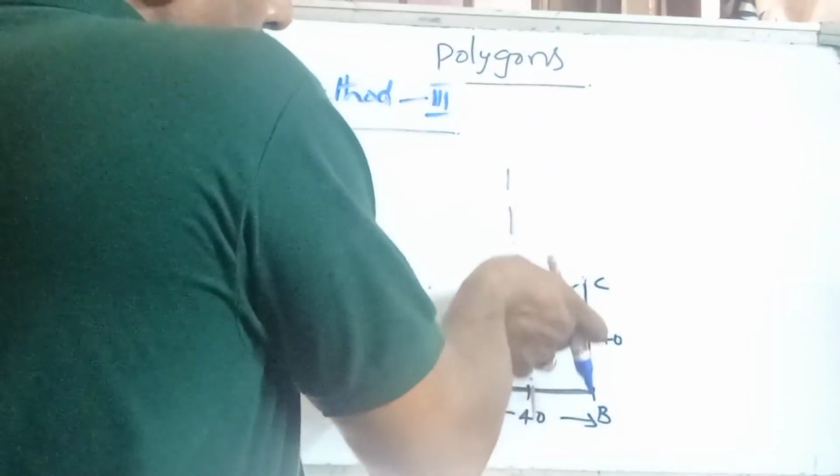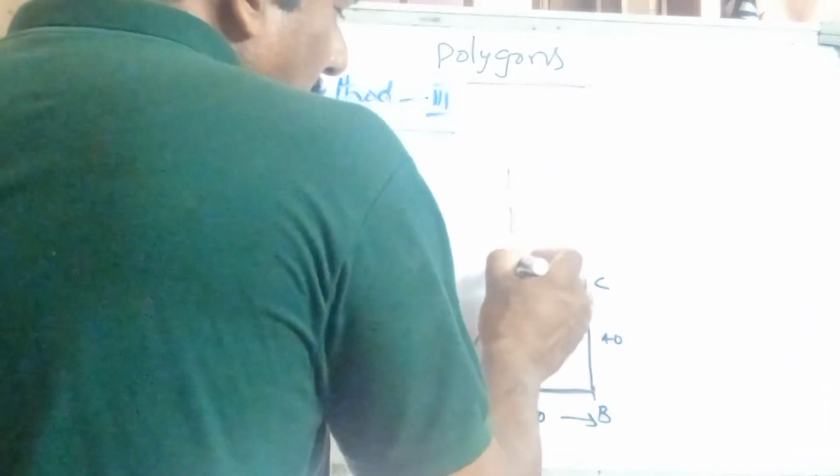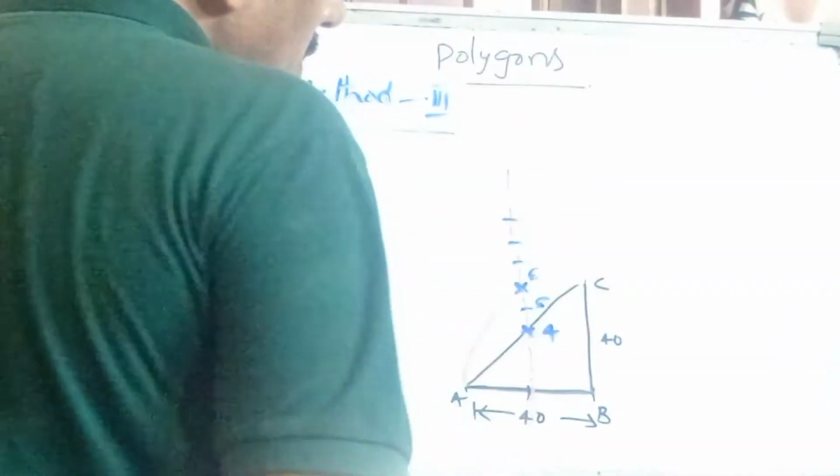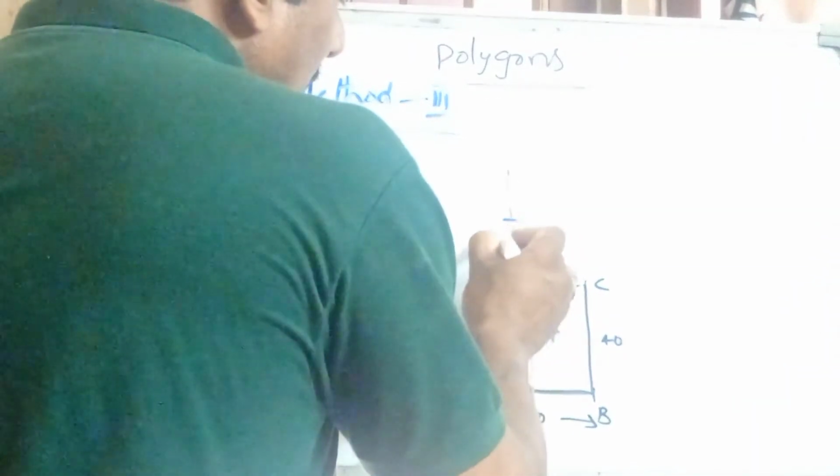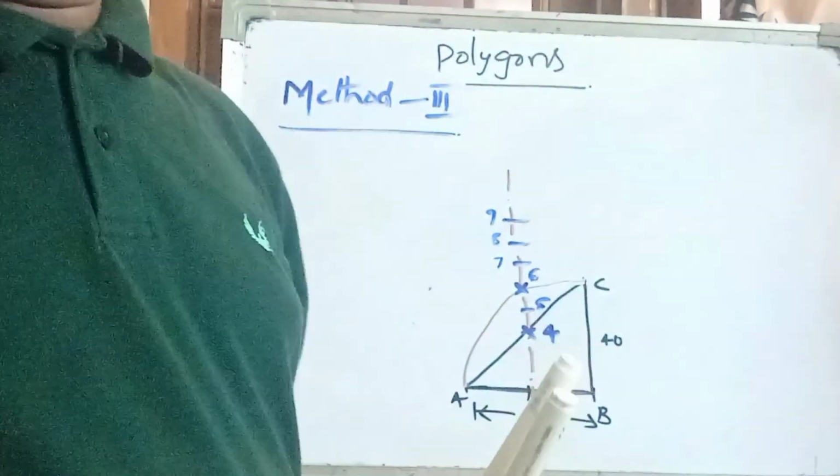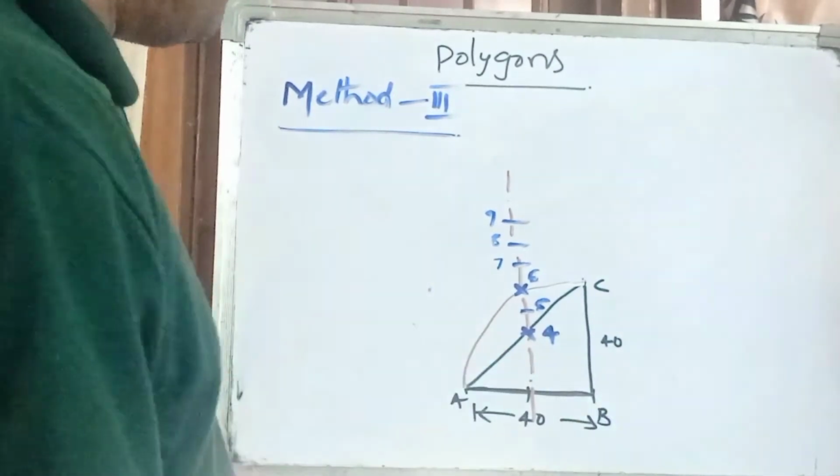So measure 4 to 5 or 5 to 6, and with the same equal length, you can take the number of points on this line. So the next ones are 7, 8, 9, like that. You can go for any number of sides of the polygon. So how do you draw the polygons?